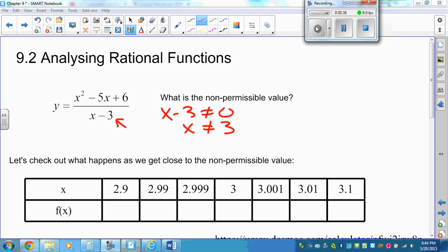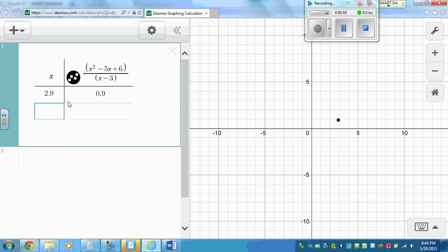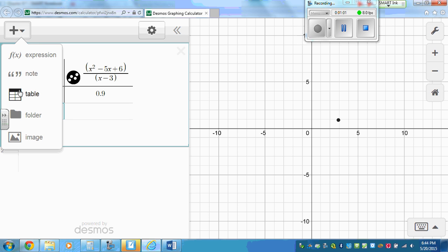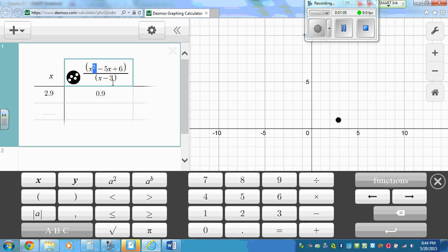But what I want to know is what happens when we get really, really close to that non-permissible. So I set up a table of values here, and I'm going to teach you how to do a table of values with Desmos. I'm going to put 2.9 in for each value of x and see what happens closer and closer up to 3. So on Desmos, I went table, and then I actually typed in the function here.